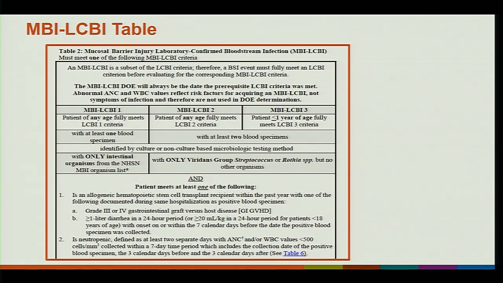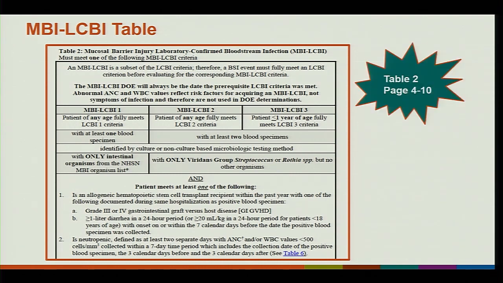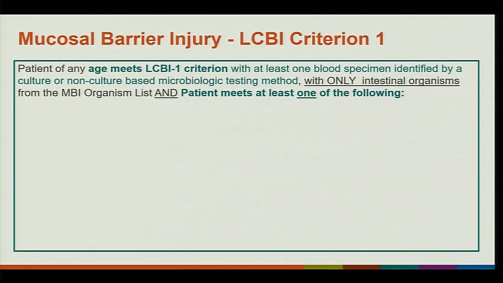This is the MBI-LCBI table, which provides an overview of the MBI-LCBI criteria. This table is located on page 4-10. MBI-LCBI 1 includes a patient of any age that meets criterion for LCBI with at least one blood specimen identified by culture or non-culture-based microbiologic testing with only intestinal organisms from the MBI organism list. A partial list of MBI organisms can be found on page 4-31, or you can review the MBI organisms tab on the NHSN organisms list.